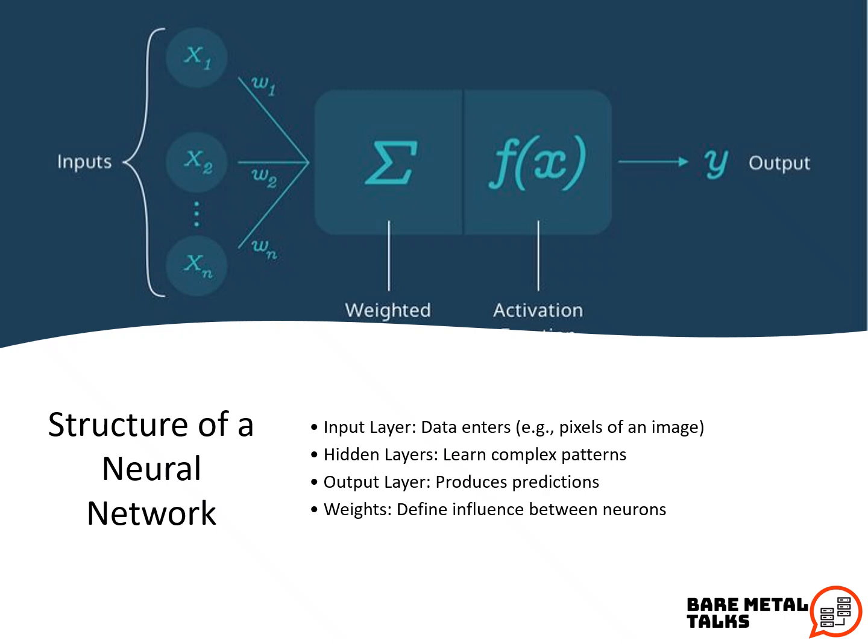Every connection between neurons has a weight, which determines how strongly one neuron influences another. These weights are what the network learns during training.